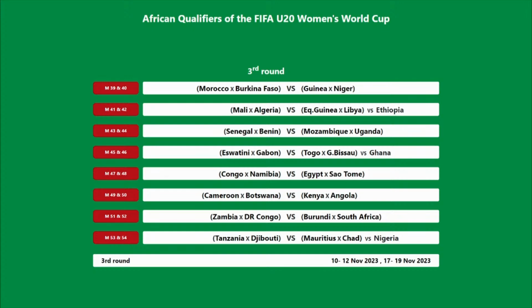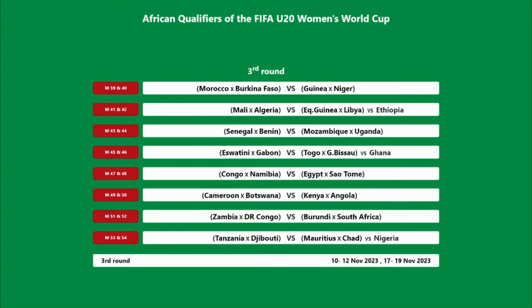Winner of Cameroon, Botswana versus winner of Kenya, Angola. Winner of Zambia, DR Congo versus winner of Burundi, South Africa. Winner of Tanzania, Djibouti versus winner Mauritius, Chad versus Nigeria. This round will be played 10 to 12 November, first leg, 17 to 19 November, second leg.